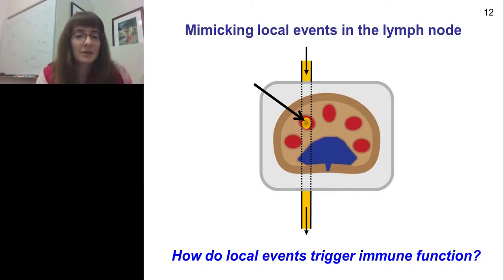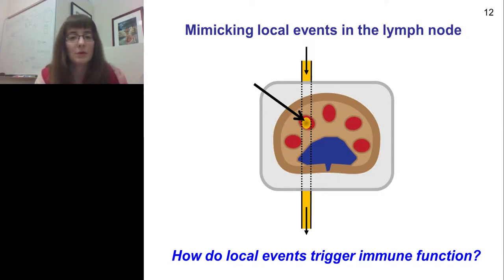Okay, so the question that really drove me when I started working on this several years ago was how do local events trigger functions in the body? And again, here we're talking about immunity, but this is just as real in other organs such as the brain or the gut or the lung that you may be interested in.